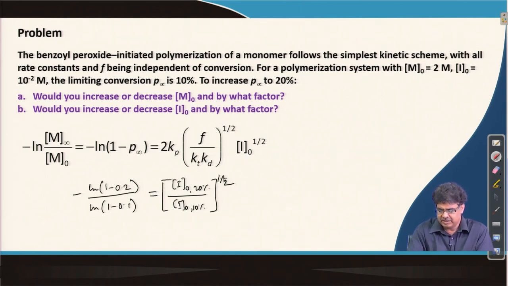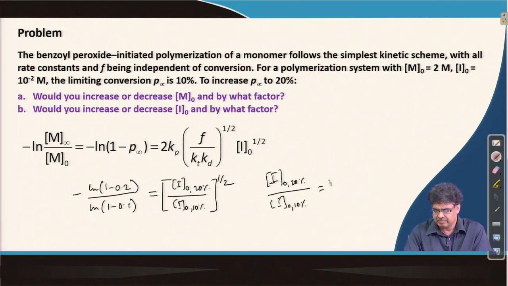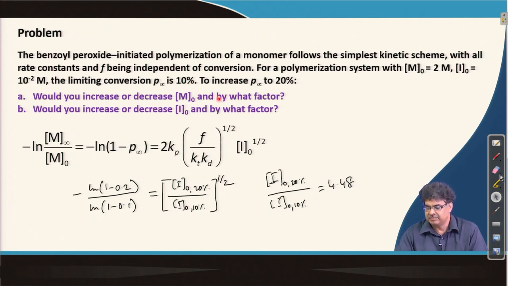So, this gives the ratio of I0 at 20% divided by I0 at 10% as 4.48. So, basically we have to increase the initiator concentration almost 4.5 times to increase the limiting monomer conversion from 10% to 20%.